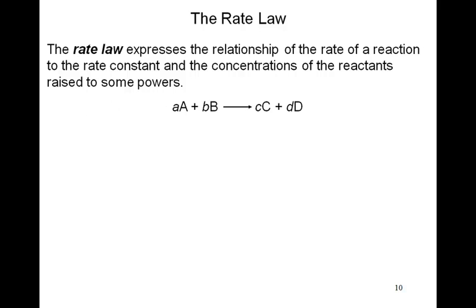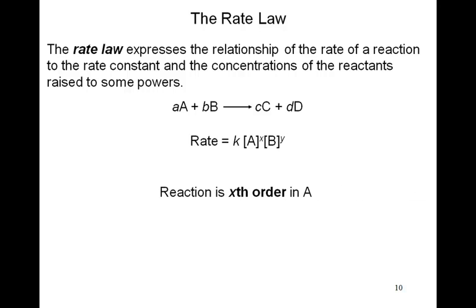For a reaction aA plus bB reacting to form cC and dD, the rate law can be written as such. The rate is equal to k times the concentration of A raised to the x power times the concentration of B raised to the y power.